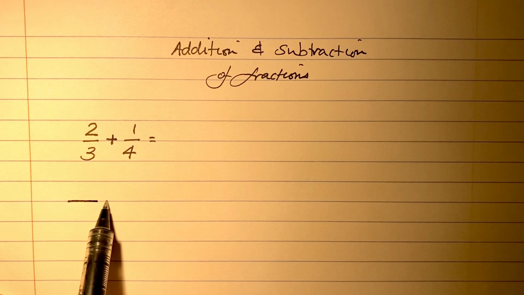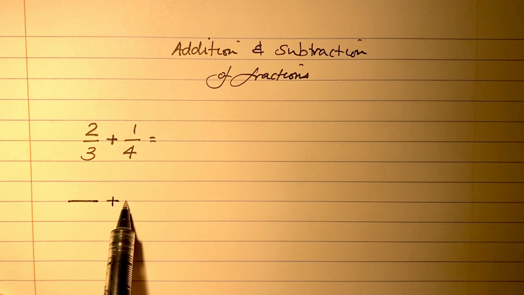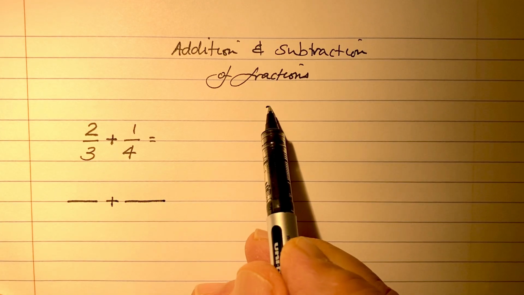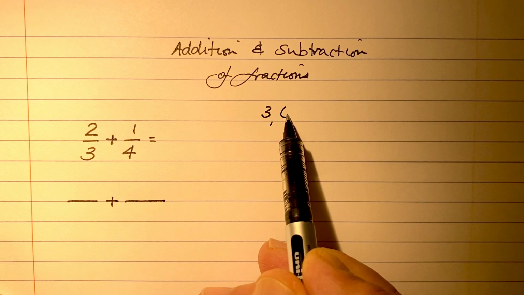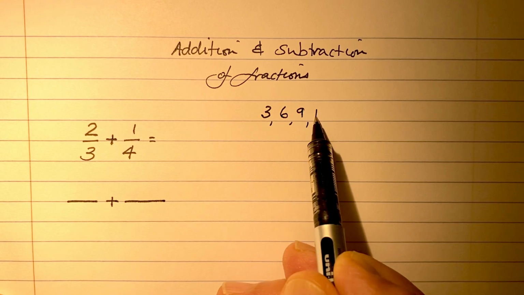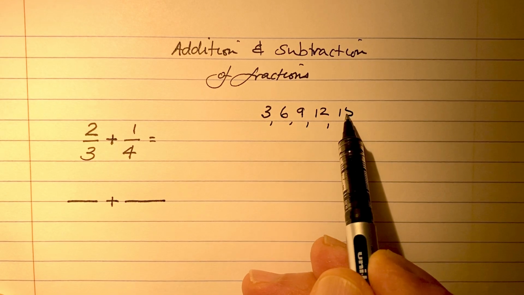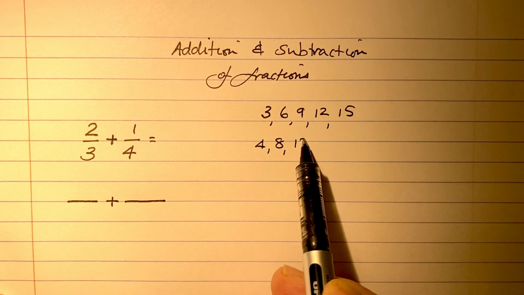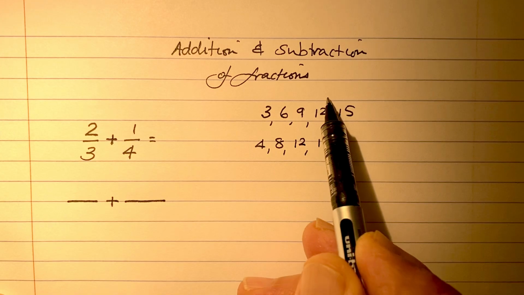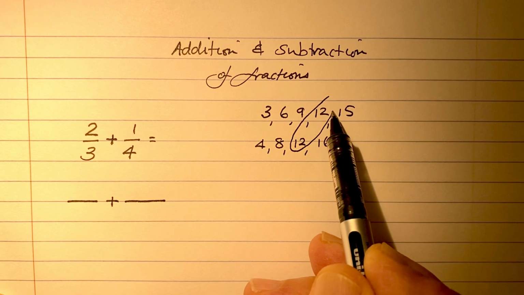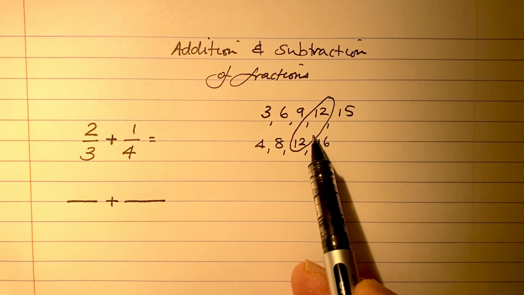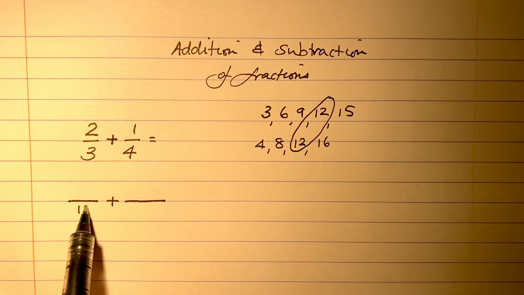So here I look for the common multiple of 3 and 4. If you write multiples of 3 and multiples of 4, you can see the first common multiple, or lowest common denominator, is 12. So you can give them both 12.